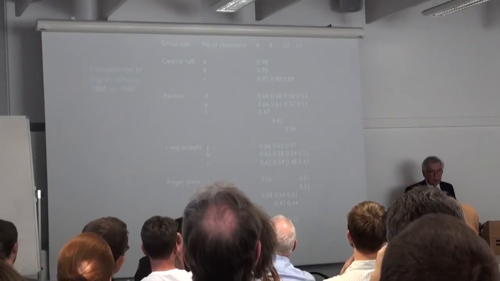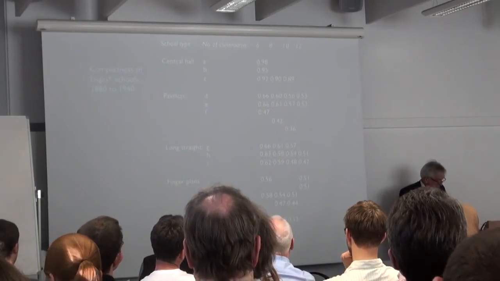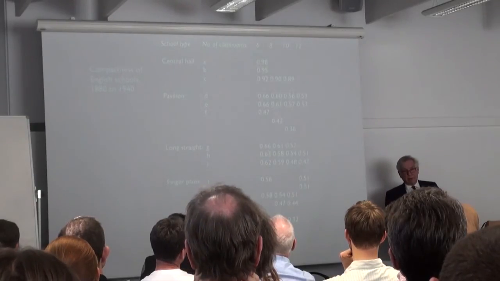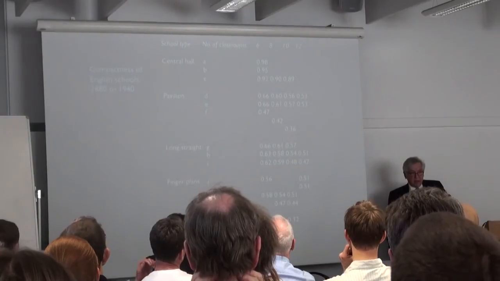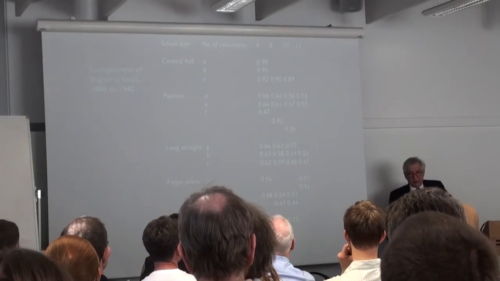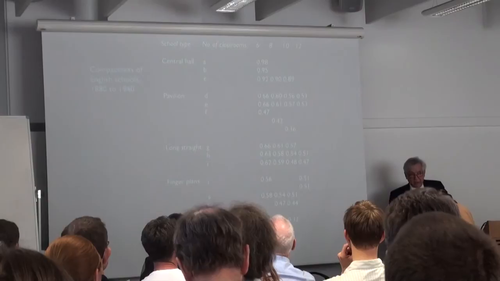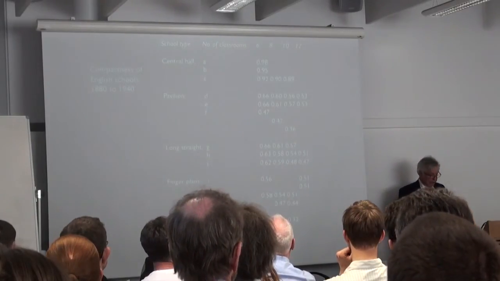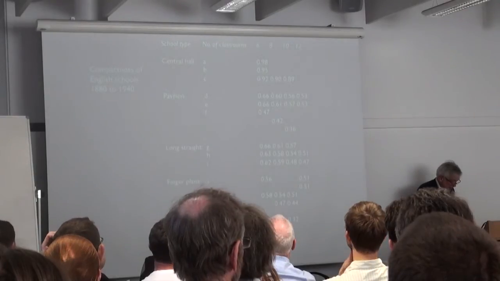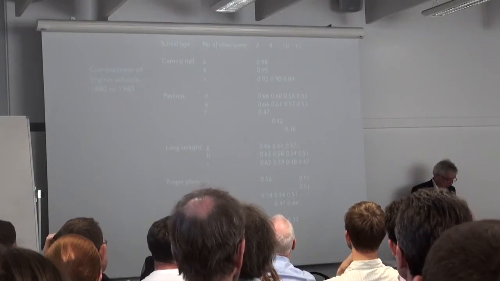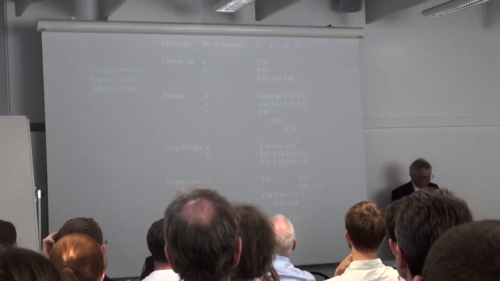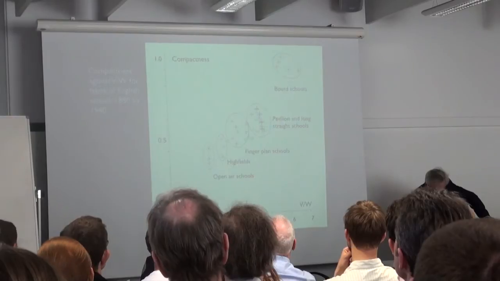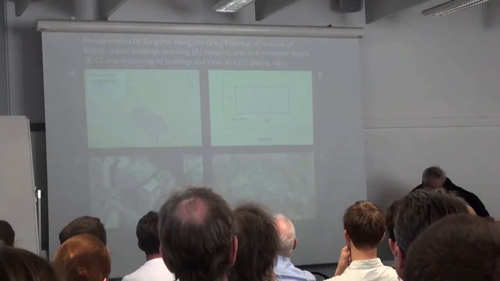Sung-Min Hong and Greg Patterson have collected detailed data on a sample of about 500 English schools. These are all schools with display energy certificates, so we know how much gas and electricity they use, and also a bit more, for example, whether they have natural ventilation or mechanical. None of the schools in this sample is electrically heated, and Sung-Min and Greg collected a great deal more information by a combination of methods.